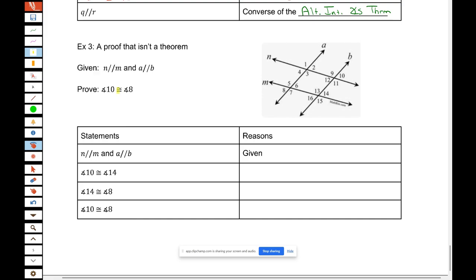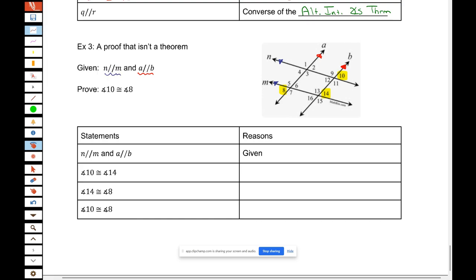So I can see an angle 10, a 14, and an 8 all in here marked up. 10, 14, and 8. So we're going to focus on those 3 angles and only add other ones if we need to. We have N is parallel to M, so I'll mark those parallel. And we have that A is parallel to B. So both sets of lines are parallel, which means all 16 angles in the picture are going to be one of 2 angle measures.